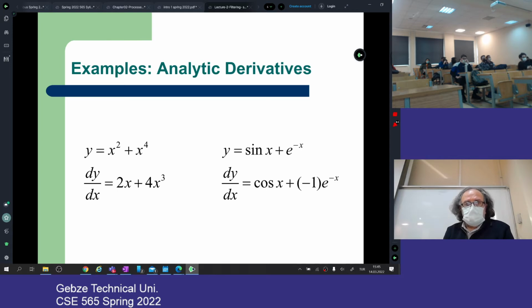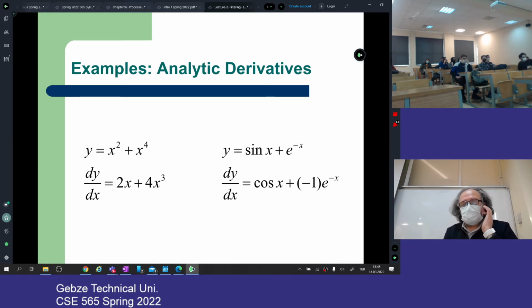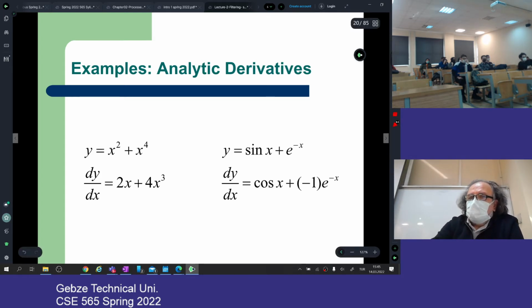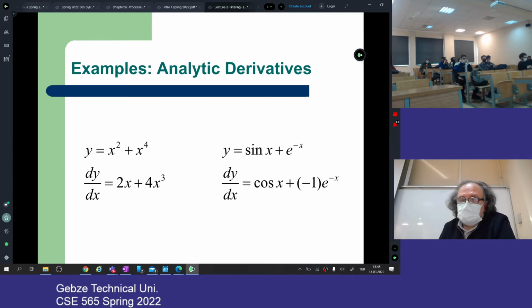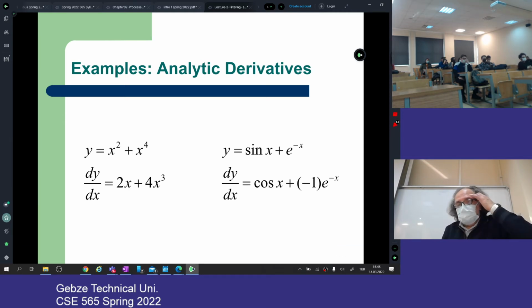Everybody remember these. If this is my one-dimensional function, and I take the derivative of y with respect to x, this is what you do: just 2 times x plus 4 times x cubed. Or for this one, everybody knows that the derivative of sine is cosine, and that e to the power something has the same derivative, but I have to take the derivative of the upper part too. So minus e to the minus x.